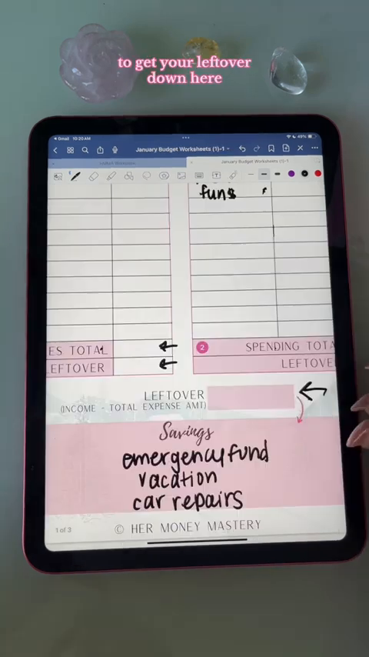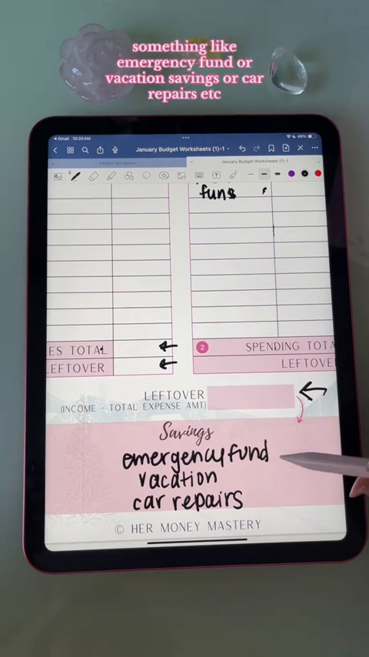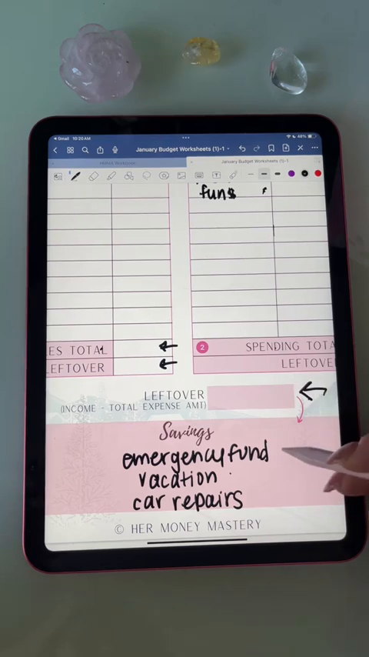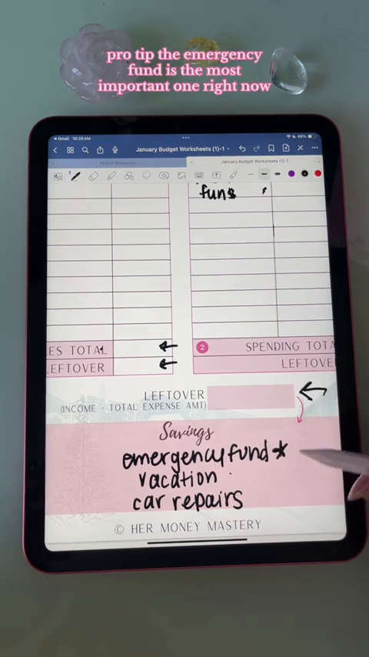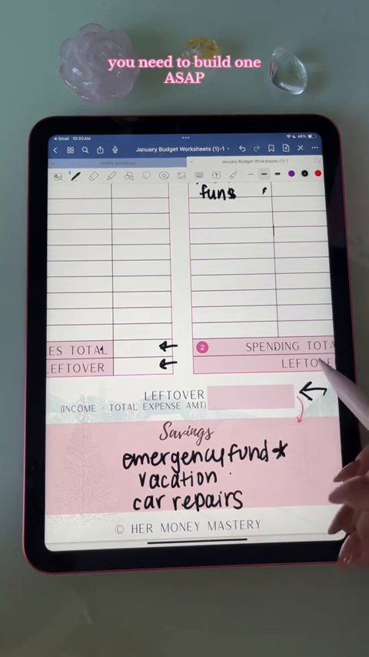Now, with your leftover, you want to allocate that out to different savings goals, something like emergency fund or vacation savings or car repairs, etc. Pro tip, the emergency fund is the most important one right now. If you don't have an emergency fund, you need to build one ASAP. Even $1,000 is good enough for now.